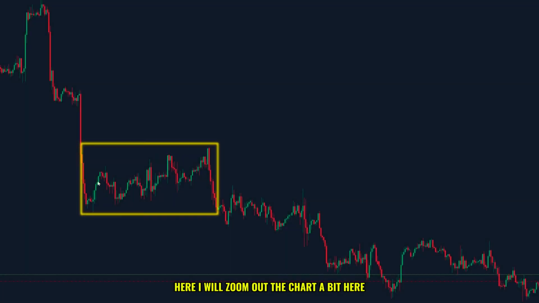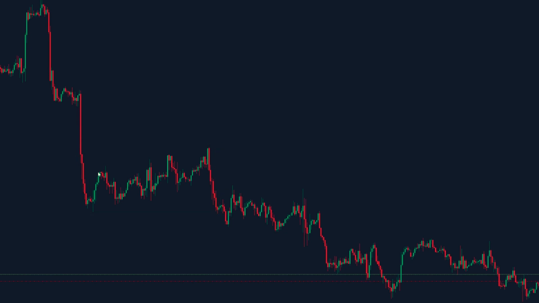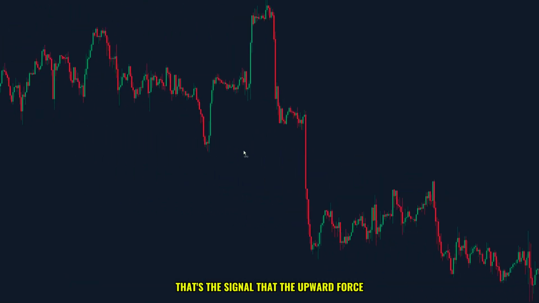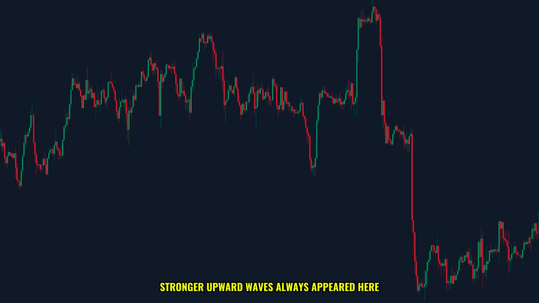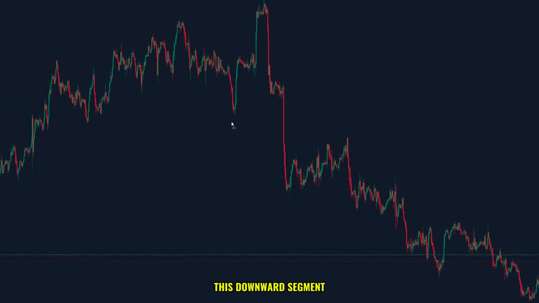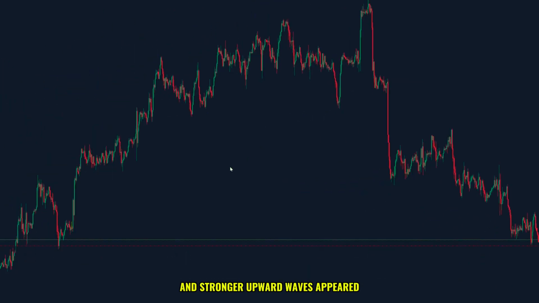I will zoom out the chart a bit here. For example, in the previous uptrend, these downward waves were all followed by a stronger upward wave. That's the signal that the upward force is still dominant. Although it has downward segments, after that stronger upward waves always appeared. Here, this downward segment, and stronger upward waves appeared.